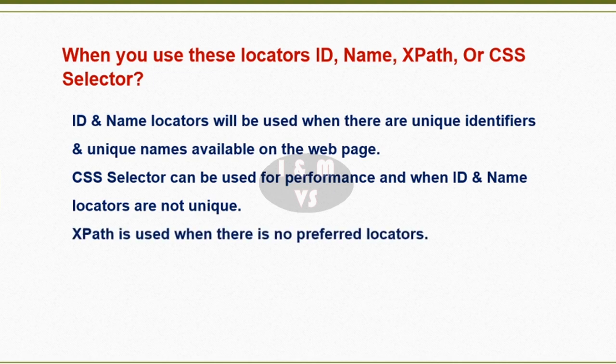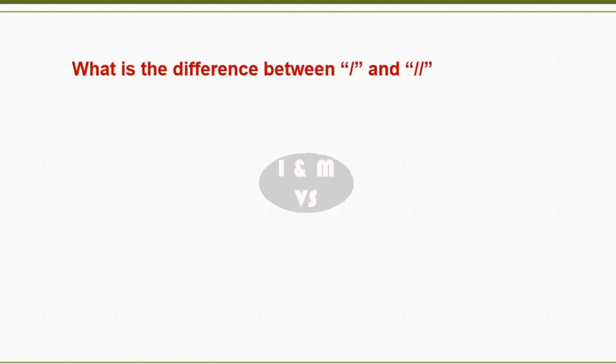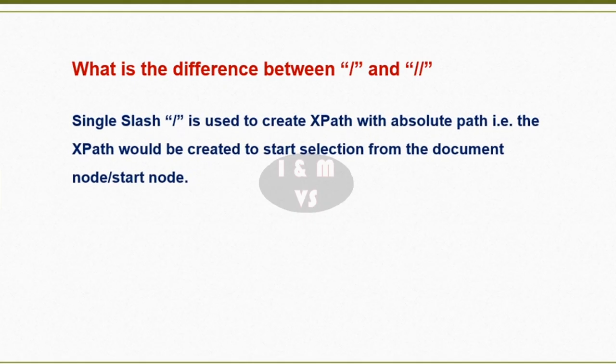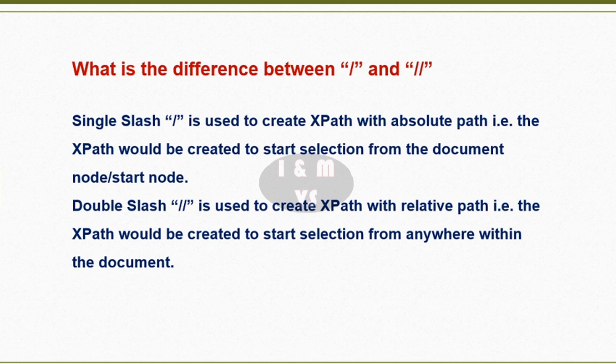XPath is used when there are no preferred locators. Next question is, what is the difference between single slash and double slash? The answer is, single slash is used to create XPath with absolute path. That is, the XPath would be created to start selection from the document node or start node. Double slash is used to create XPath with relative path. That is, the XPath would be created to start selection from anywhere within the document.